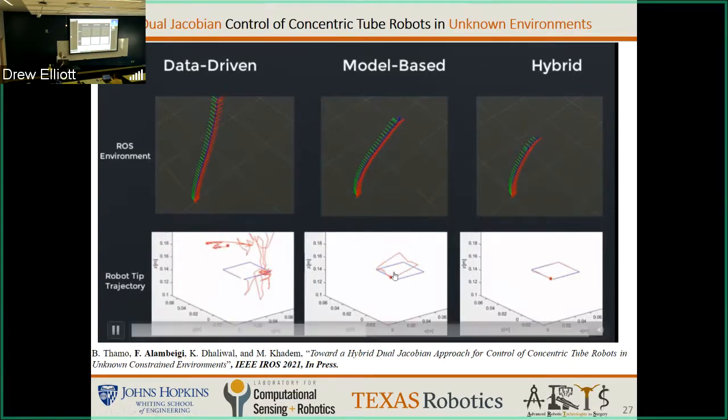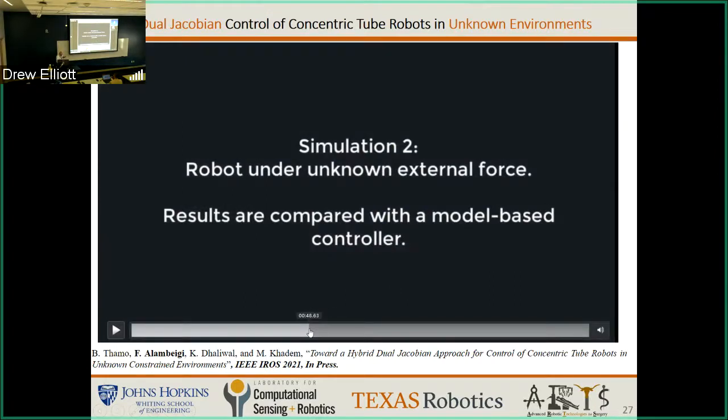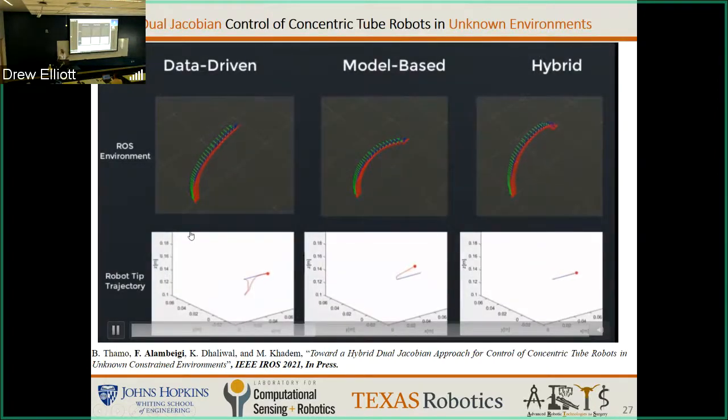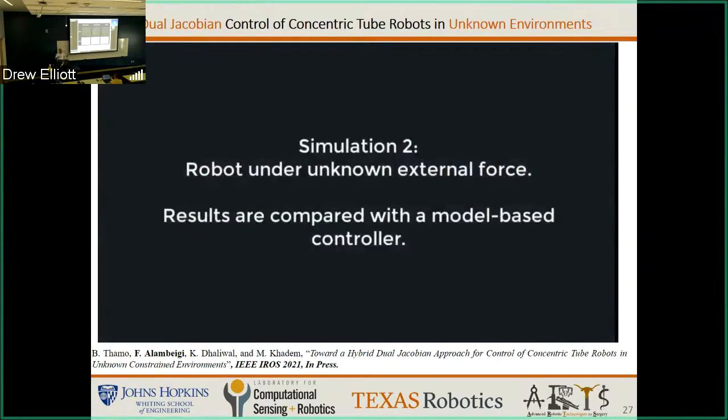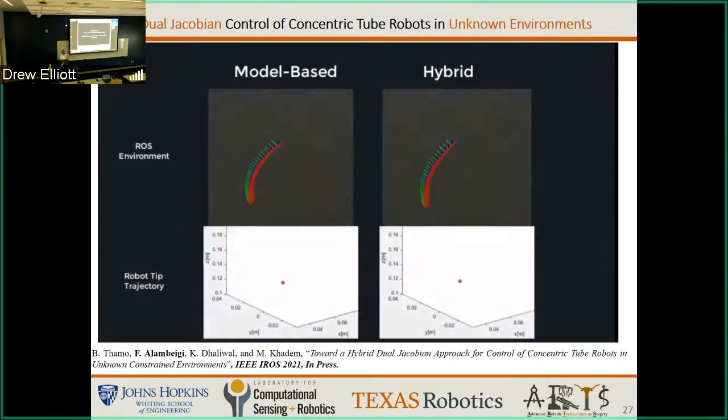In the middle is the model-based, so we know that it's working, but at some point it's not accurate. So you see it's trying to follow the rectangle, but there is error. The red is the trajectory that the robot goes. But look at the hybrid one, the last column. So we are mixing and using the hybrid dual Jacobian, and it compensates very nicely. So that was free bending motion.